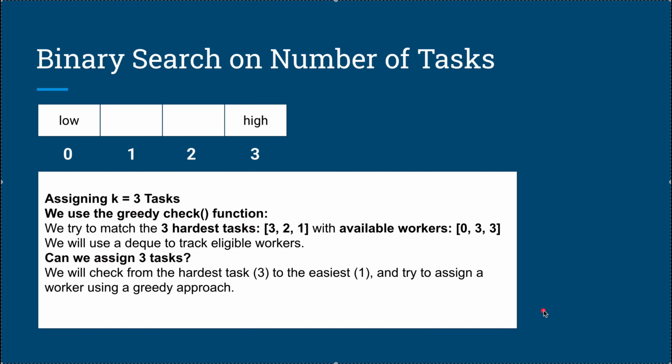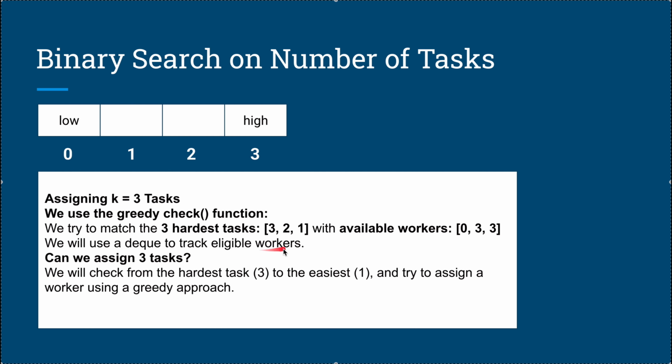Okay, now let's iterate the binary search, and then we will move ahead. Assigning k equal to 3 means we will use the greedy check function, and we try to match the 3 hardest tasks. What are the hardest tasks? 3, 2, 1, with the available workers 0, 3, 3.